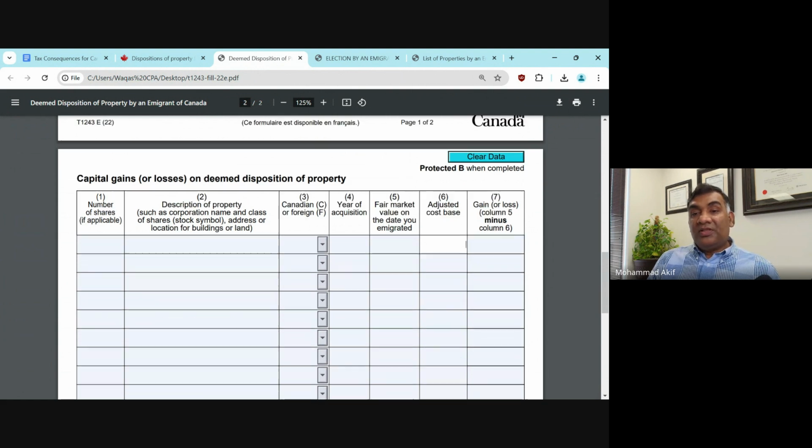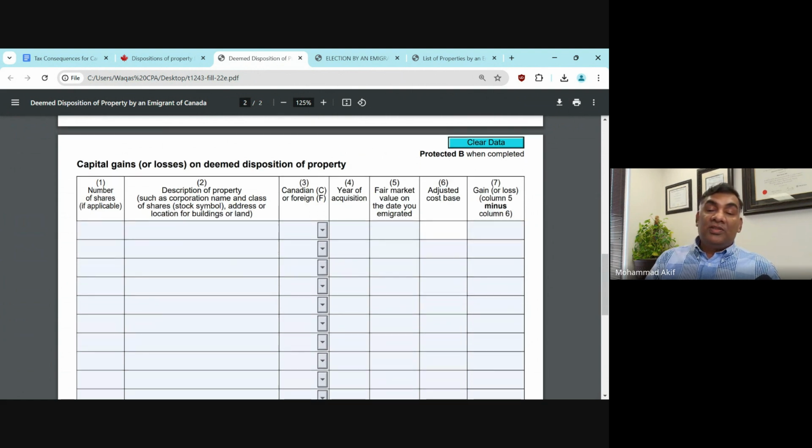Of course, they adjust your cost basis, and then you get the gain on here. This is, of course, the majority of the time capital gains. This form is linked to your capital gains tax. So whatever gains you calculate on it, 50% will be taxable.